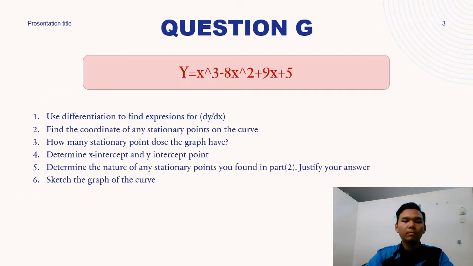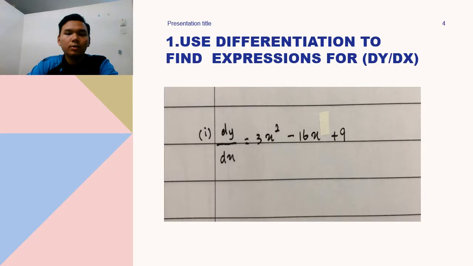So the question that me and my team got is question G, which is y equals x power of 3 minus 8x power of 2 plus 9x plus 5. Okay, so the first question is differentiation, to find the expression for dy/dx. In question G, we have x power of 3. So the power of 3 goes to the front, and then the power of 3 minus 1, so we get 2.